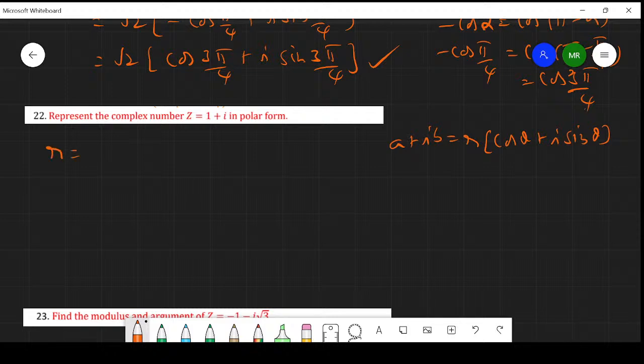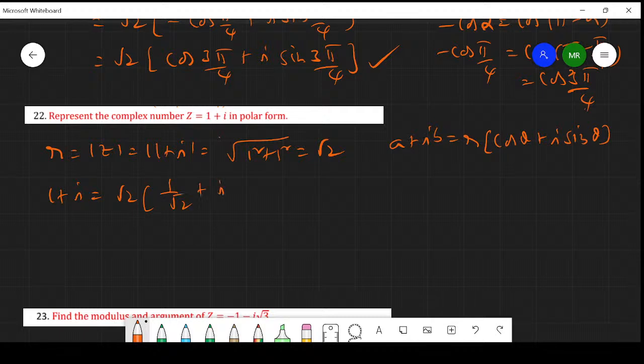This is the first quadrant, now very simple. First you write the r value, mod z. What is mod z? Mod of 1 plus i is root of a square plus b square. So 1 square plus 1 square, root 2. I got root 2. Take root 2 common from the given complex number: 1 by root 2 plus i into 1 by root 2. Now root 2 into cos pi by 4 plus i sin pi by 4. That's all, the problem is over.